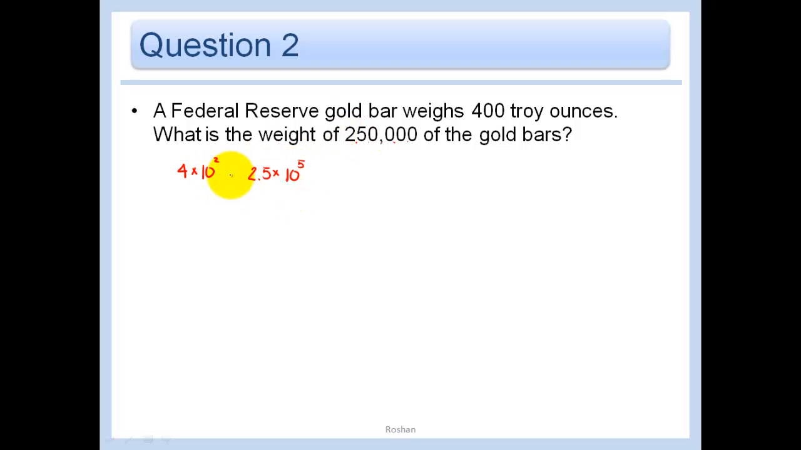And so if I multiply those two things together, because I want to know the weight of 250,000 of those, I'm going to multiply the 4 times the 2.5. Let's see, 25 times 4 would be 100, so 2.5 times 4 would just be 10, times, and then I have 10 to the same bases, add the exponents, so I have 10 times 10 to the 7th power. 10 is the same thing as 10 to the 1st, times 10 to the 7th, which is 10 to the 1 plus 7, or 10 to the 8th power, and my answer was in ounces.